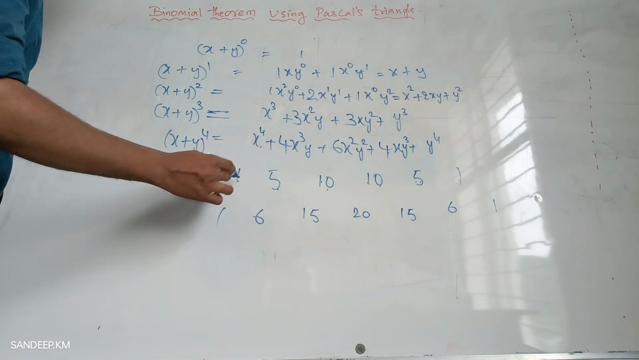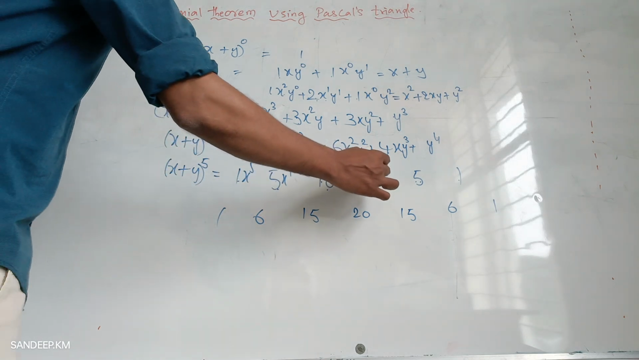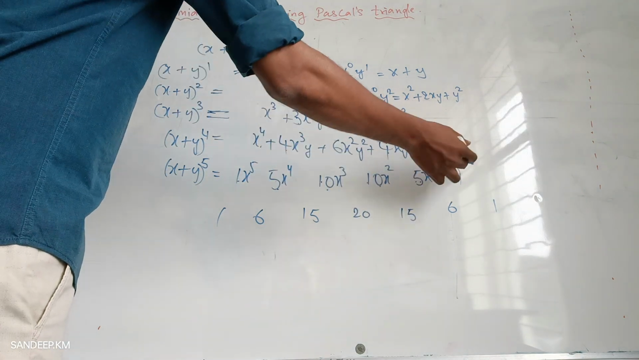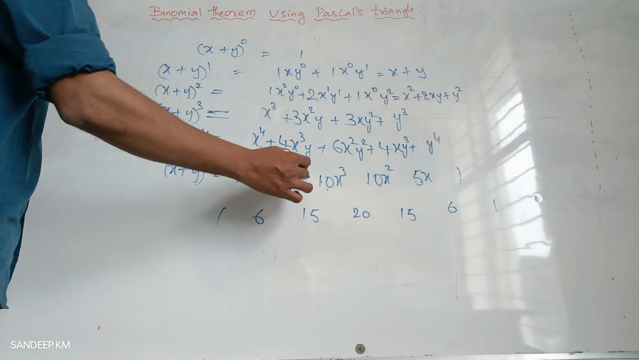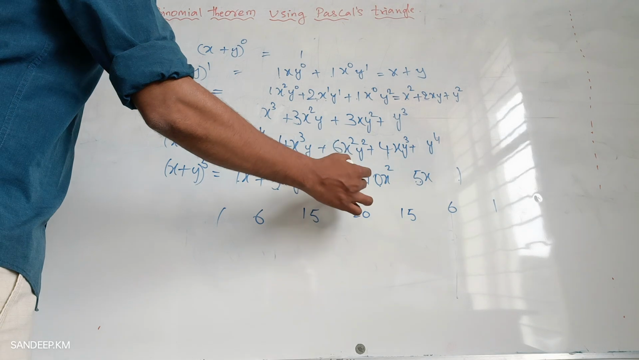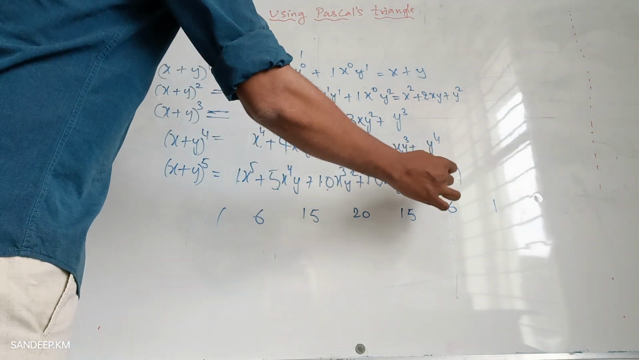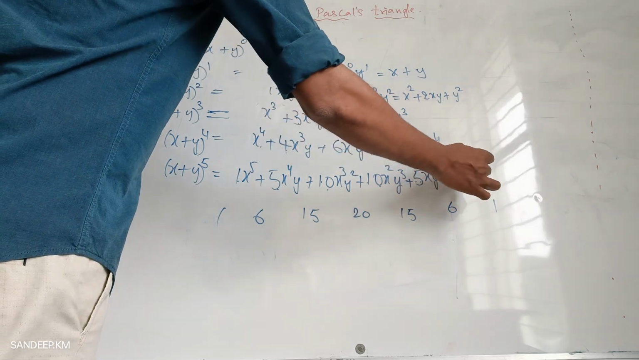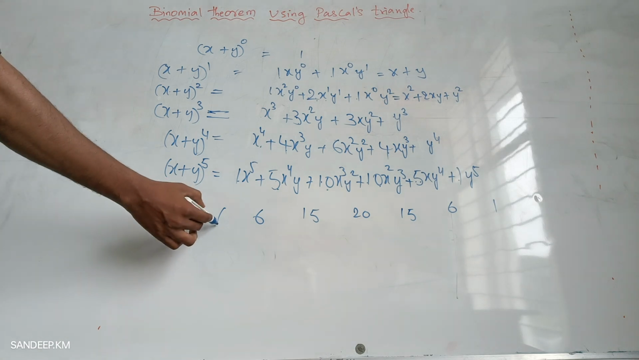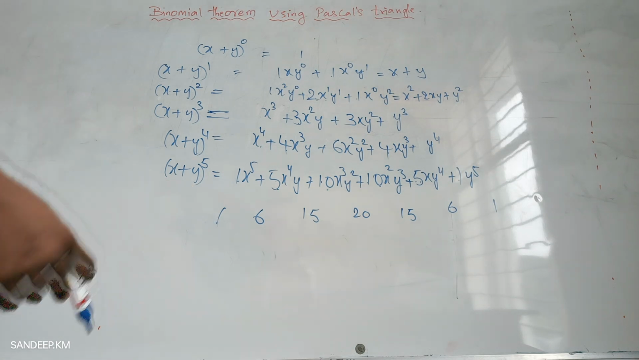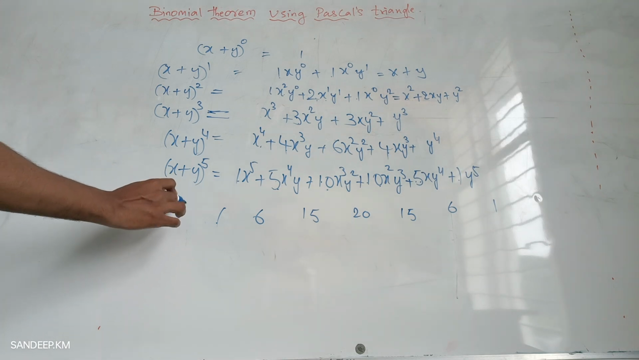So it is 1 into x^5, x^4, x^3, x^2, x, and then constant. Then y^0, y^1, y^2, y^3, y^4, y^5. Similarly, you can write this and you can check the expansion yourself. Okay, now this will be the expansion of (x + y)^5.